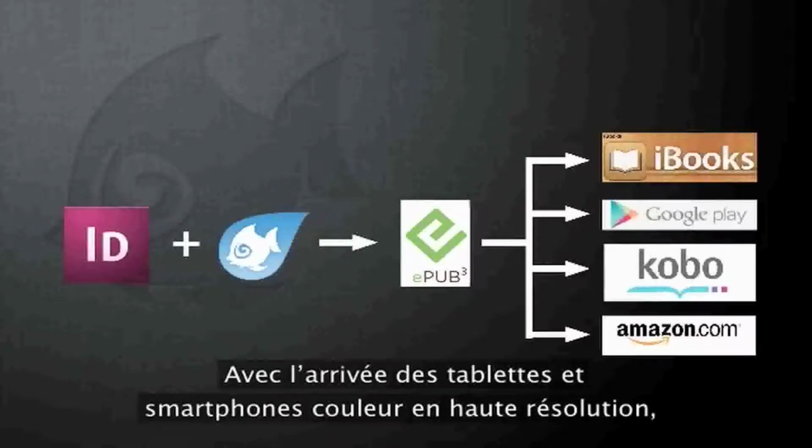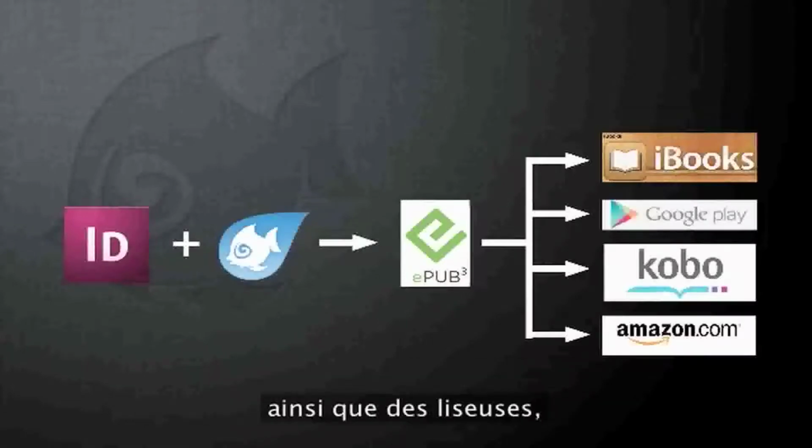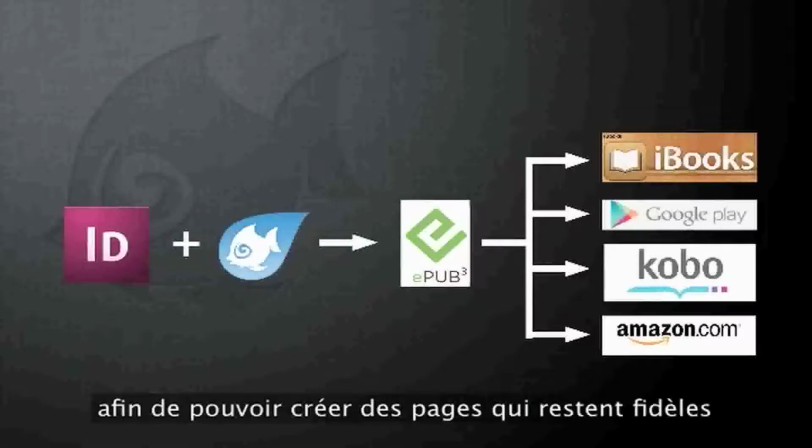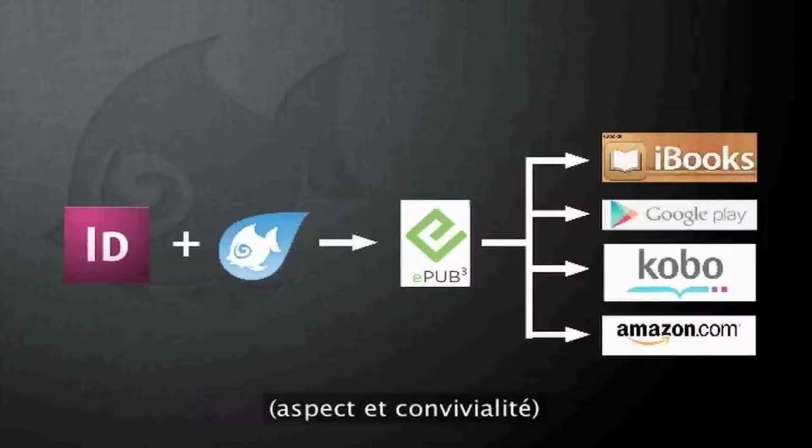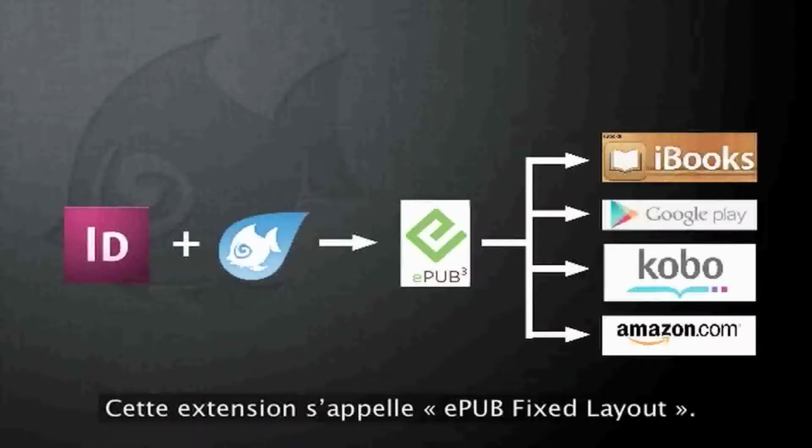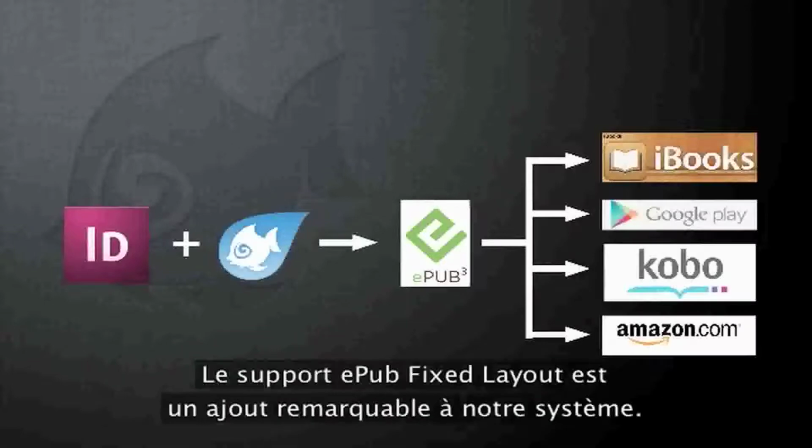With the arrival of high-resolution color tablets and smartphones, and also e-readers, the original ePUB3 format has been extended to add the ability to render pages that would preserve the fidelity, look and feel of the printed page. This extension is called Fixed Layout ePUB. Fixed Layout ePUB3 support is an exciting new addition to our system.